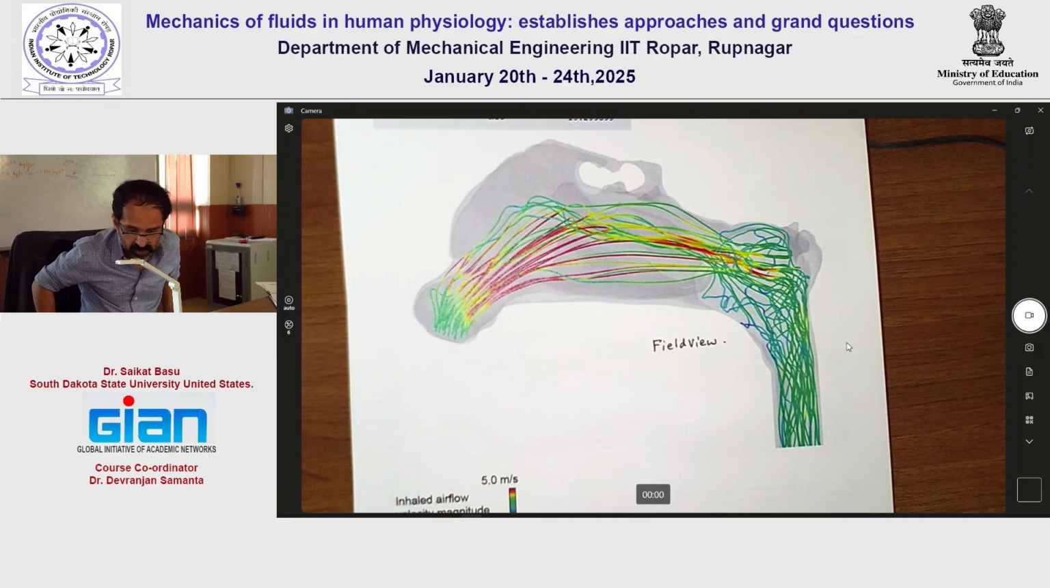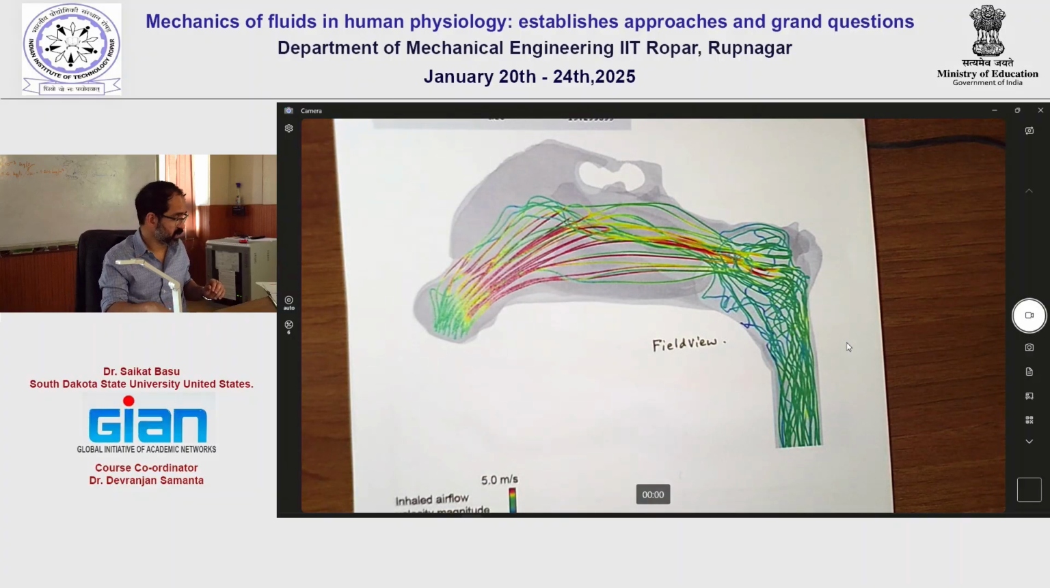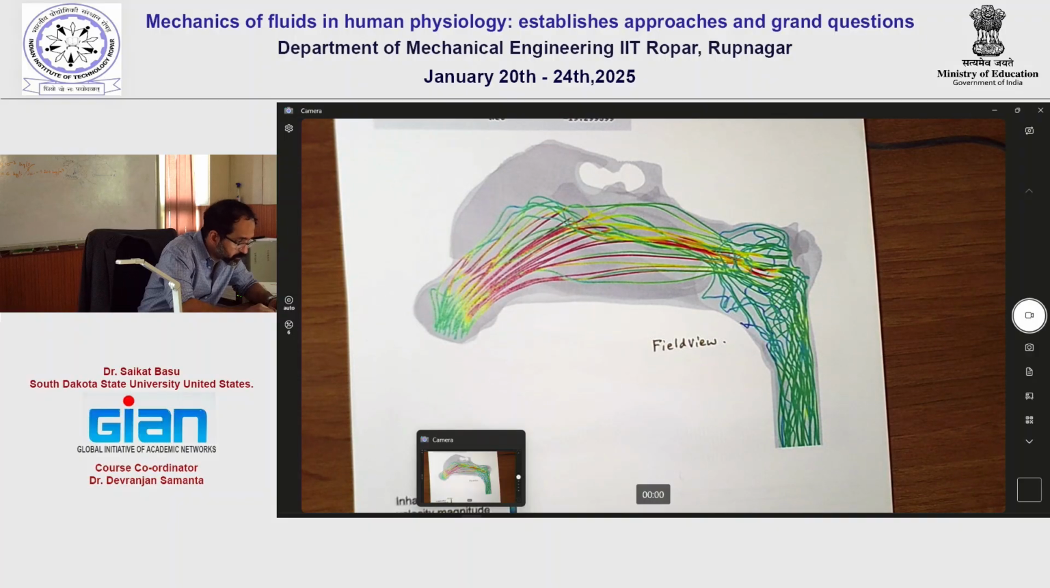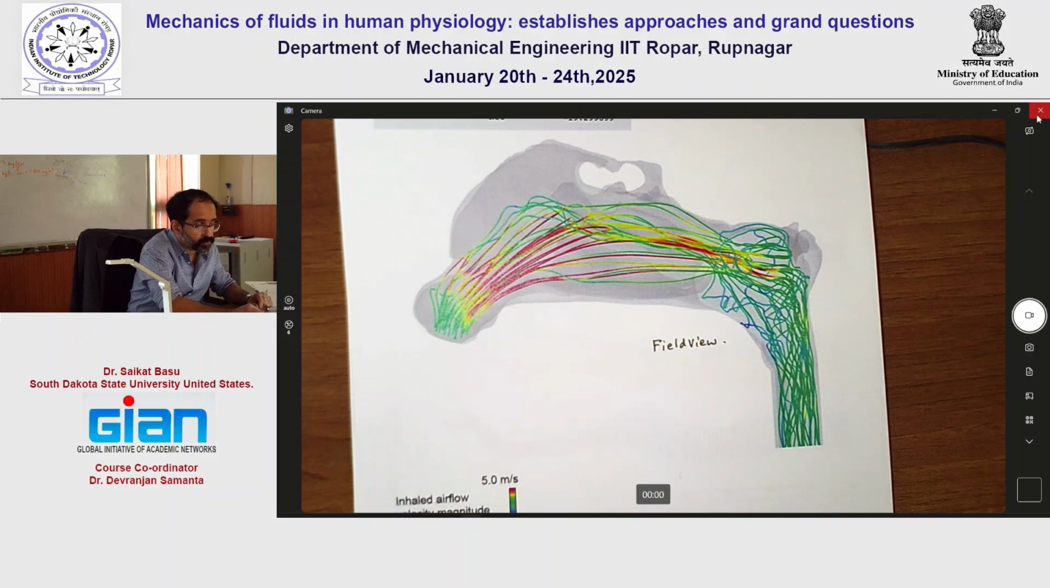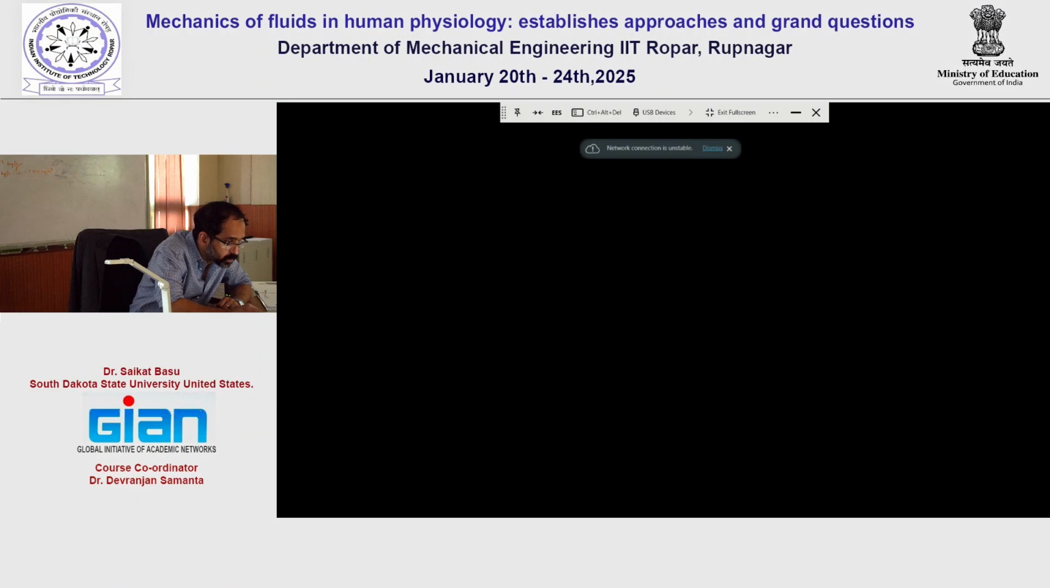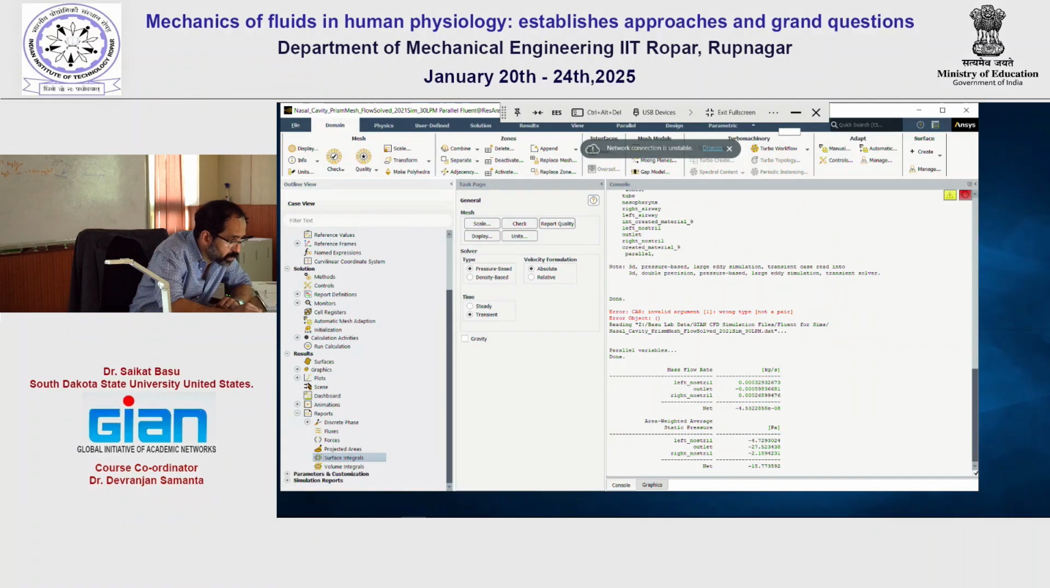Okay, so this is the flow simulation. Now, if I go back to the simulation here, do run the calculation with these numbers later on. So the flow simulation is saved. Now we are going to use this to do the particle tracking.